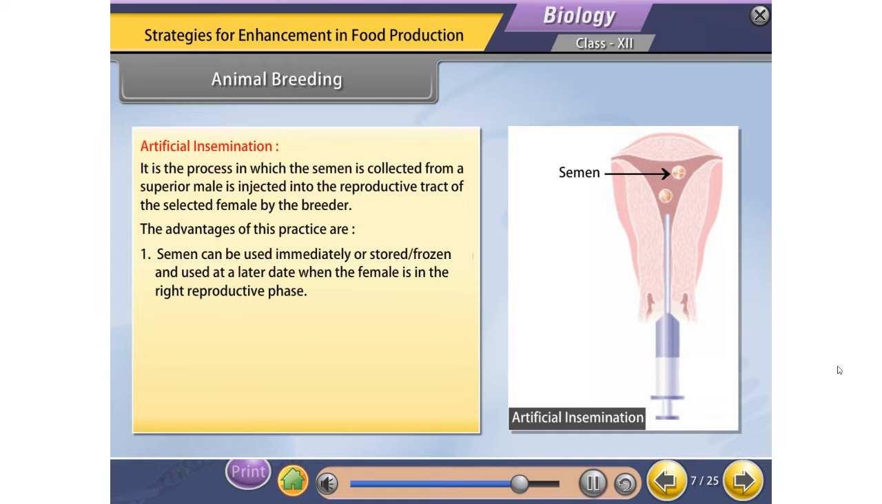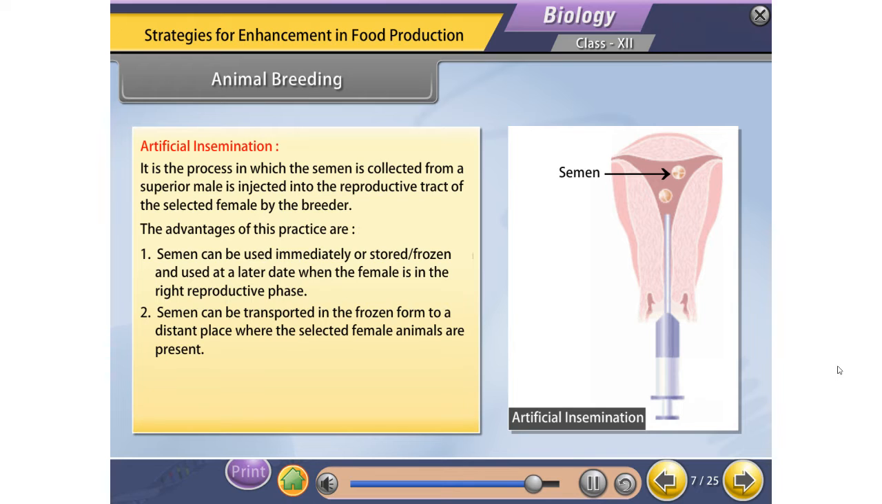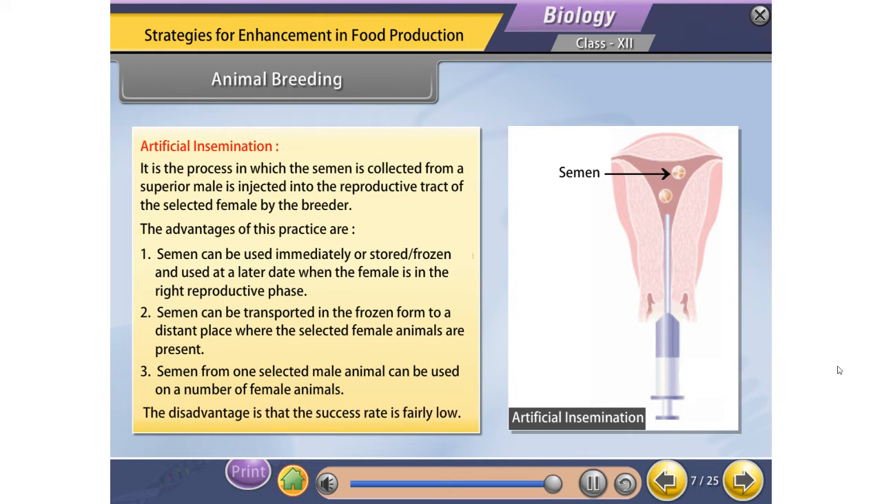Semen can be used immediately or stored or frozen and used at a later date when the female is in the right reproductive phase. Number 2. Semen can be transported in the frozen form to a distant place where the selected female animals are present. Number 3. Semen from one selected male animal can be used on a number of female animals. The disadvantage is that the success rate is fairly low.